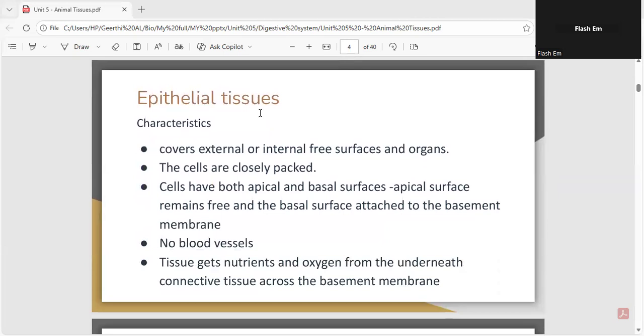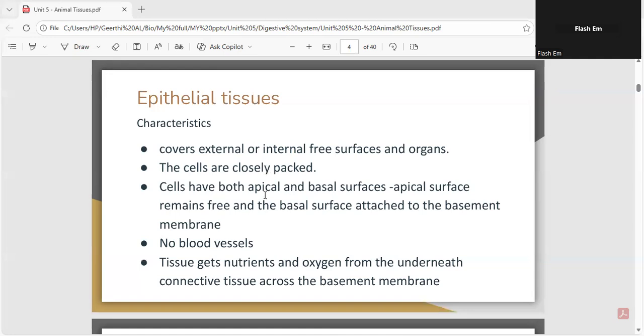So you have to note down the characteristics of epithelial tissue. It covers external surfaces. When you see your skin, the external surface is keratinized, while the internal is non-keratinized. So it will cover both the external and the internal free surfaces and the organs. Then the cells are closely packed. There's no space in between the cells.